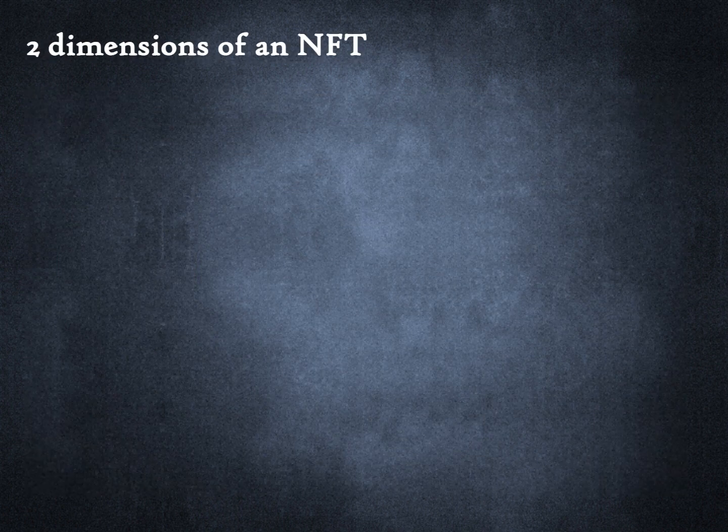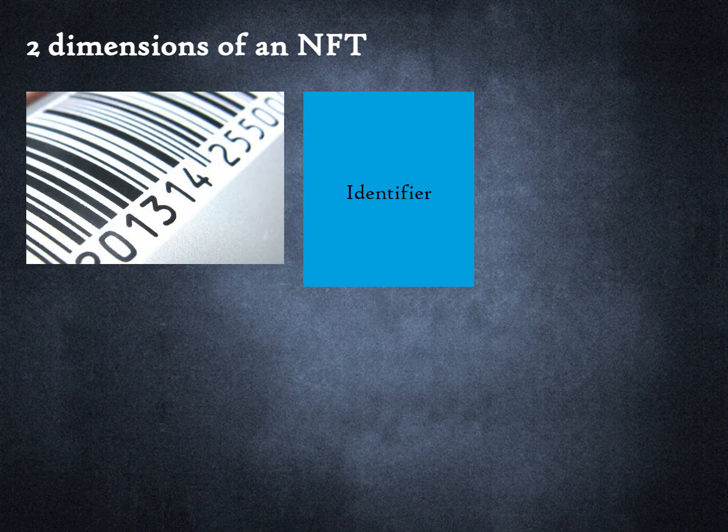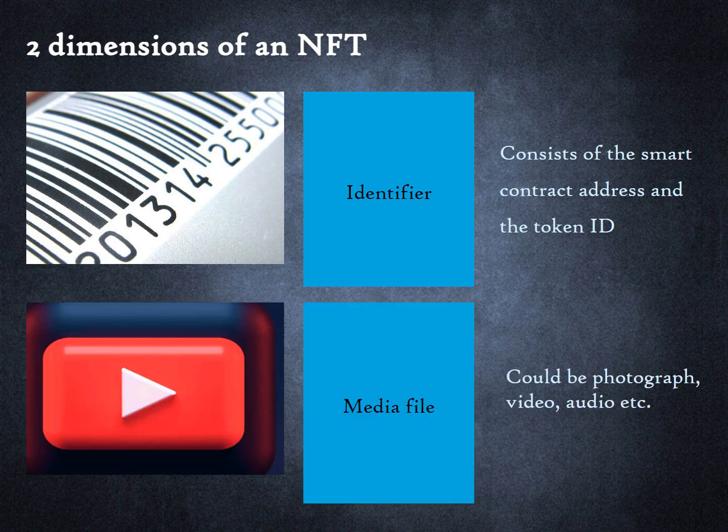Now, we can distinguish between the 2 dimensions of an NFT. The first is the identifier. This consists of the smart contract address and the token ID. Having a unique token ID for each image is an example of an ERC721 standard. The second is the media file like a photograph, video, audio. The identifier is uniquely assigned to the media file, the same way a social security number uniquely identifies a person.